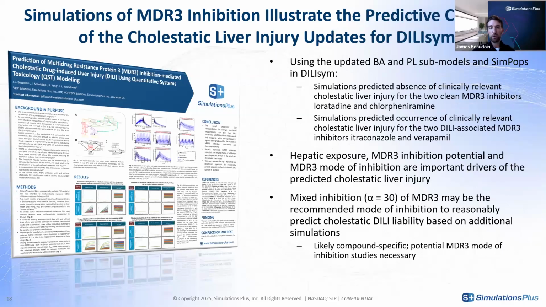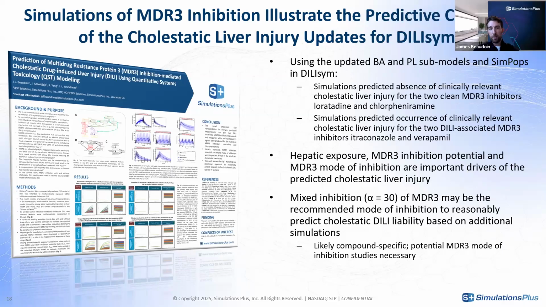So we focus on these four compounds, two positive, two negative controls, to further validate our MDR3 inhibition model. So the simulations that we performed show that hepatic exposure, the MDR3 inhibition potential, and the mode of inhibition, again, competitive versus mixed versus non-competitive, really matter in terms of predicting cholestatic liver injury for these various compounds.